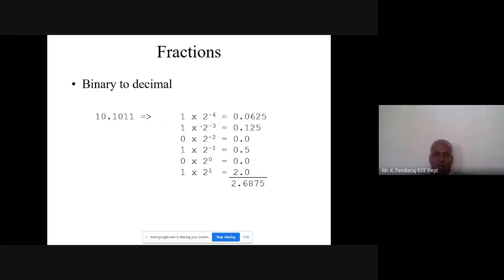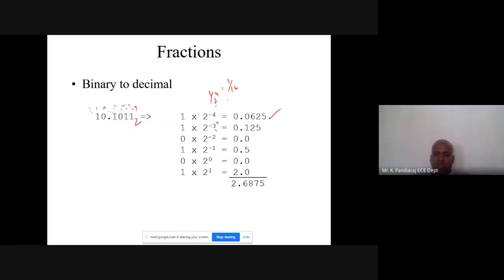Have a look at this one more example, binary to decimal. The position base is 2, so the positional weights are minus 1, minus 2, minus 3, minus 4. 2 power minus 4 we can write as 1 by 2 power 4, which is 1 by 16. So 1 by 16 value is 0.0625.